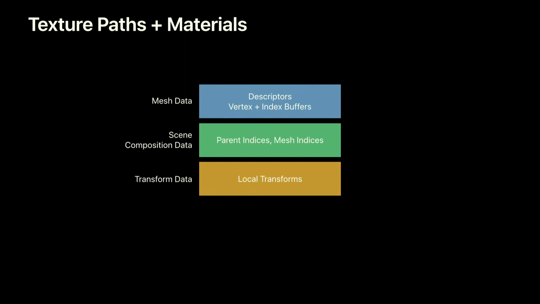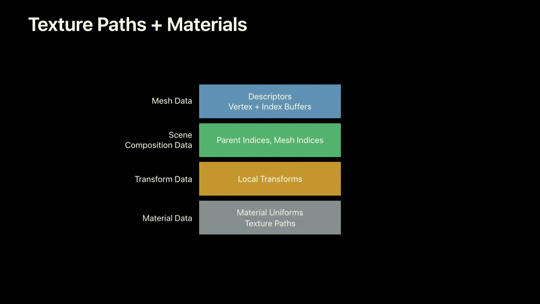And then once again, here's the data that we wrote out in the previous step, which was the scene graph and the mesh. Now we'll write out the material uniforms and the texture paths.